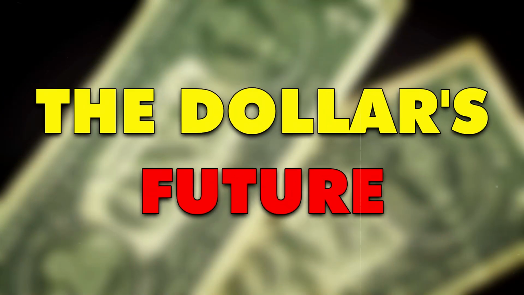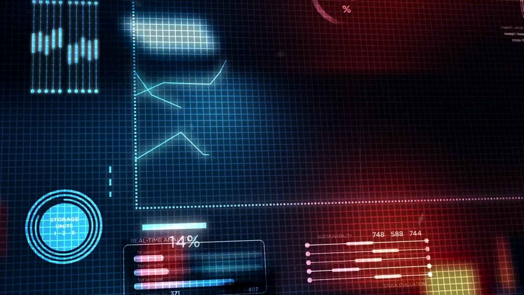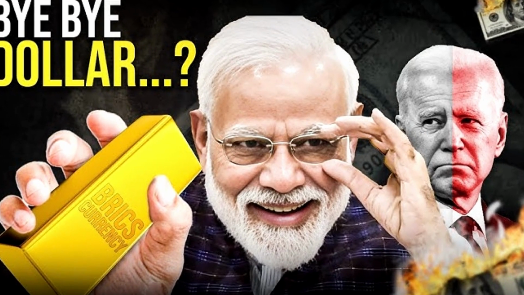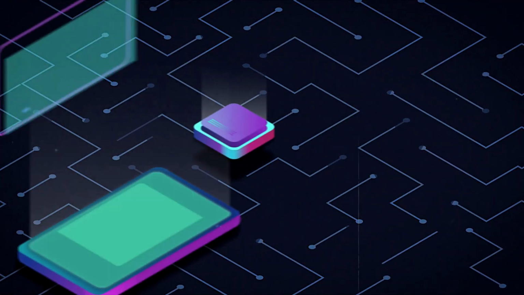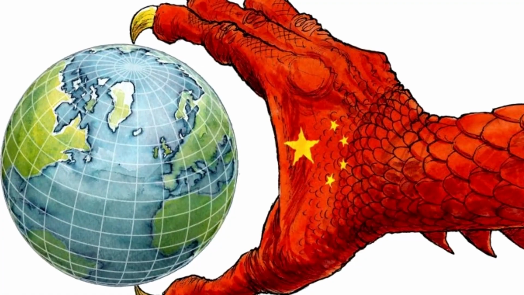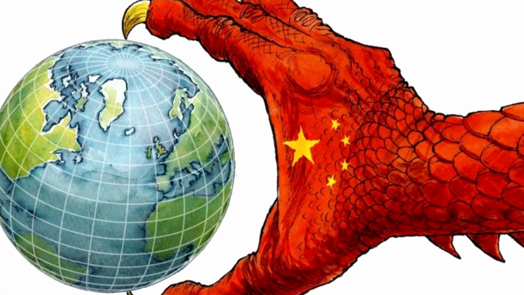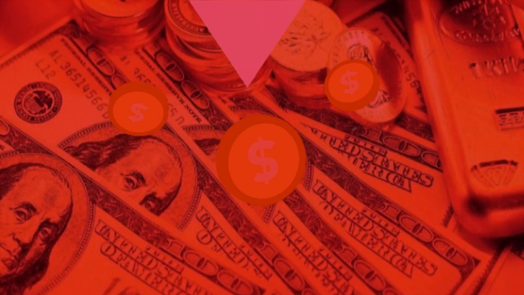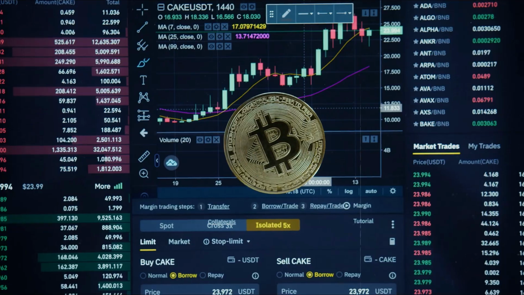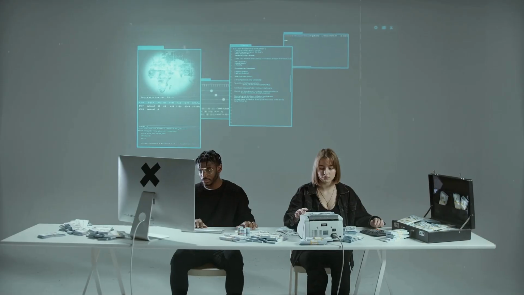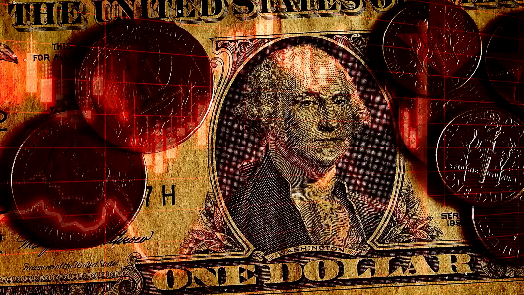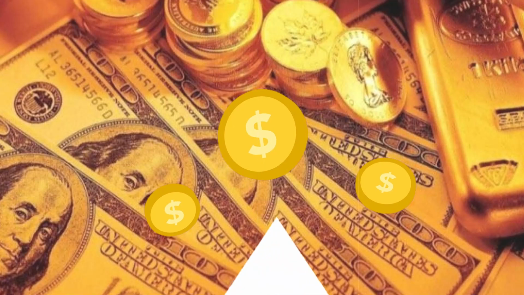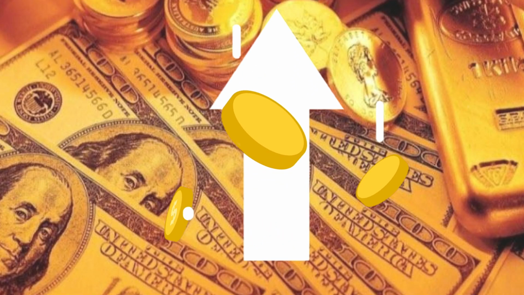The dollar's future. The dollar's future remains uncertain, facing challenges from rising geopolitical tensions, the emergence of new economic powers, and technological advancements in the financial sector. The rise of China as a global economic powerhouse has prompted calls for a more diversified international monetary system, reducing the dollar's dominance. Additionally, the development of cryptocurrencies and other digital assets could potentially challenge the dollar's position as the world's primary reserve currency.